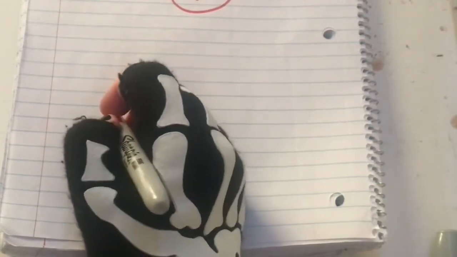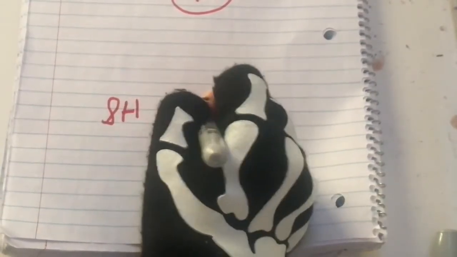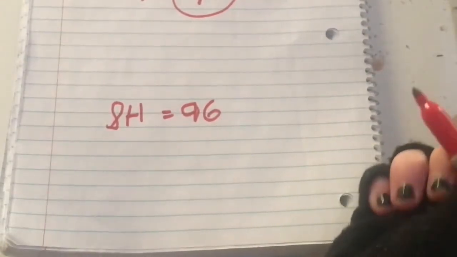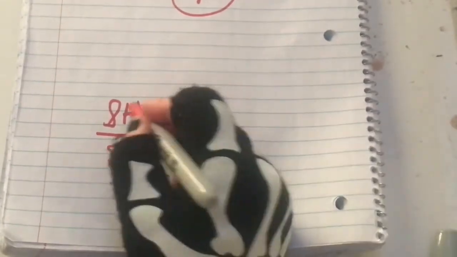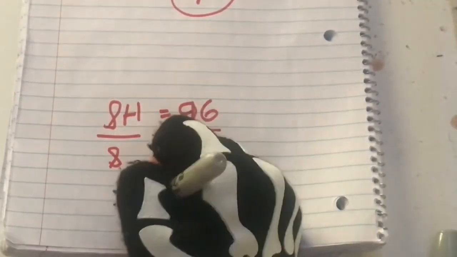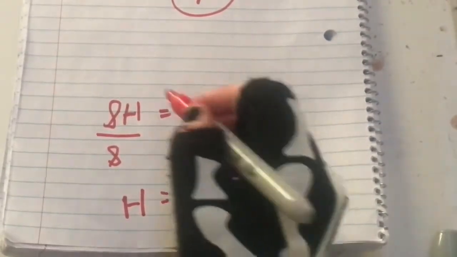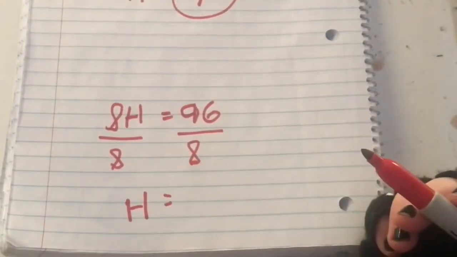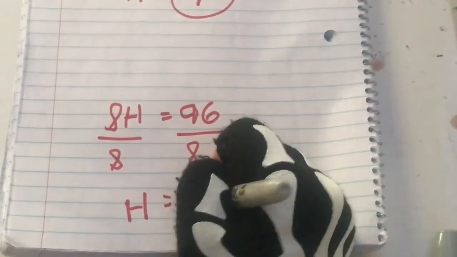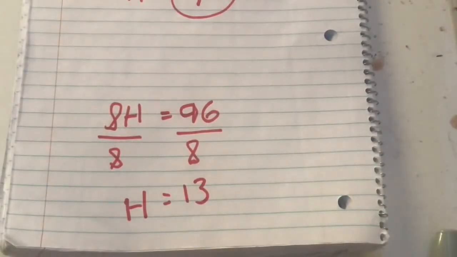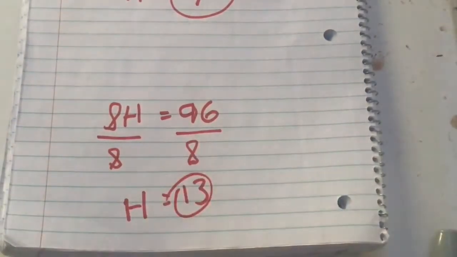Another example of this is 8h equals 96. Excuse my bad handwriting. First, you would divide both sides by 8. Okay, 8 divided by 8 is 1. So isolate the variable: h equals 96 divided by 8. And that is 12. Took me a minute there, I had to look at my notes. And that's the answer. Good for you.